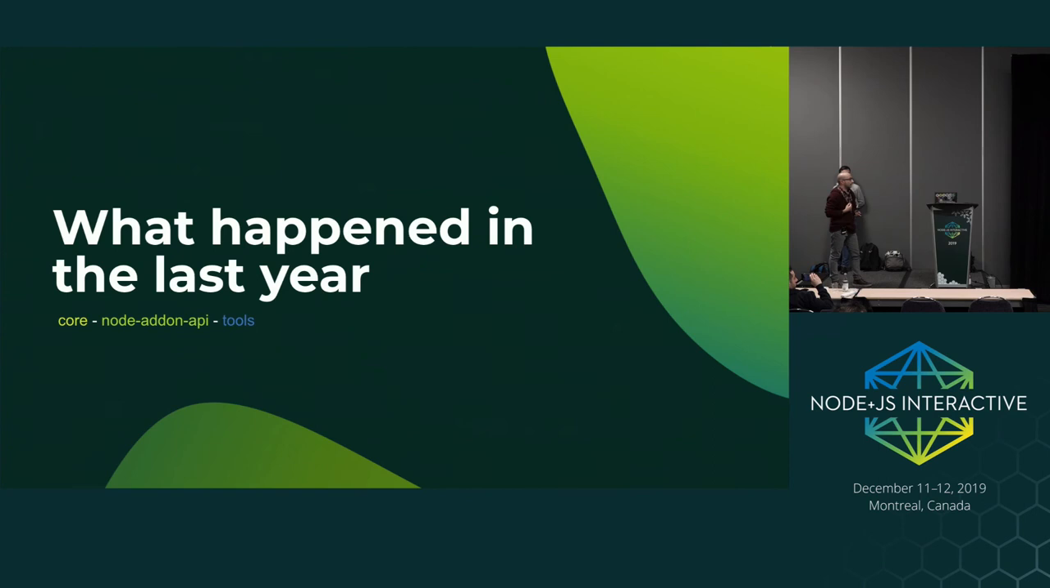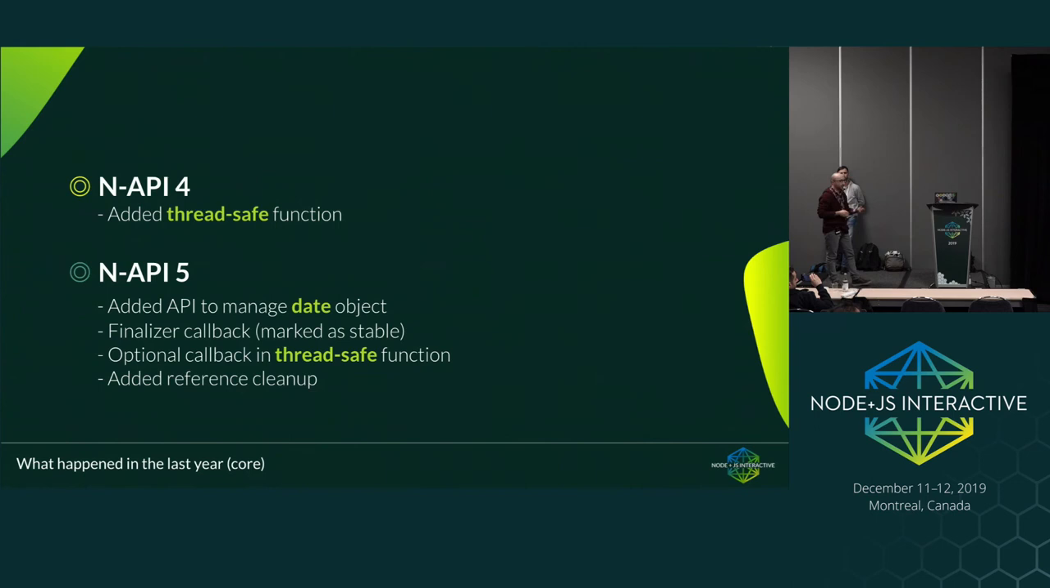We are always working on improving N-API and all the native add-on ecosystem, and I want to tell you what happened in the last year. We shipped two new versions of N-API. In N-API 4, we added thread-safe functions that help you to call the main thread from an external thread. With N-API 5, we added the date object, promoted to stable API the finalizer callback, added functions to clean up the memory or resources used by a native add-on, and made optional the callback for the thread-safe function. In node-addon-api, we did a lot.